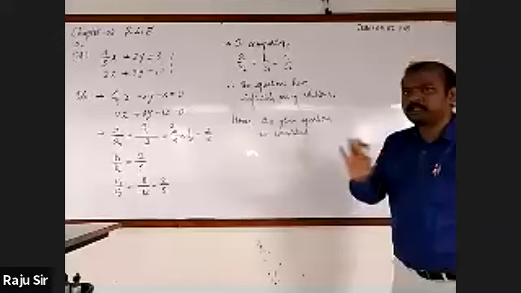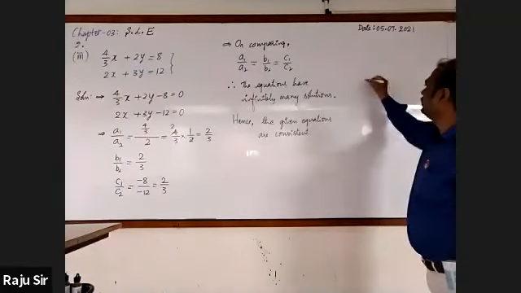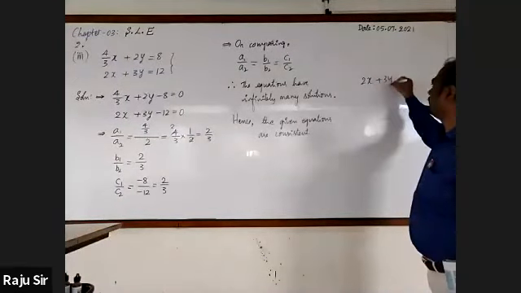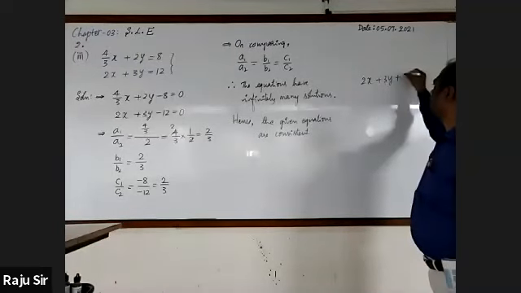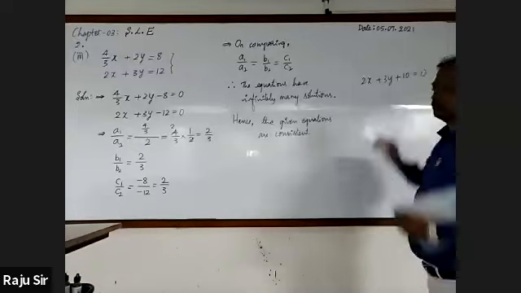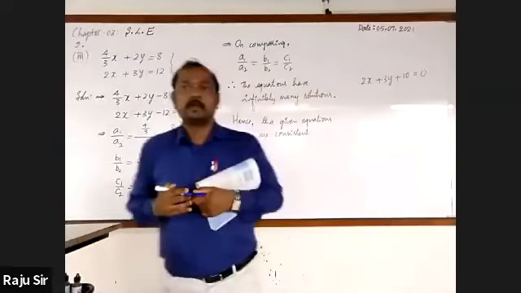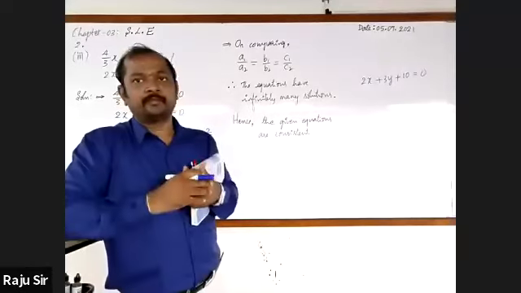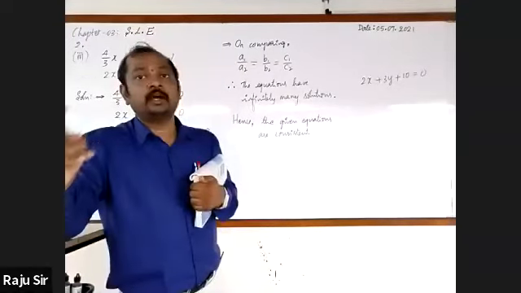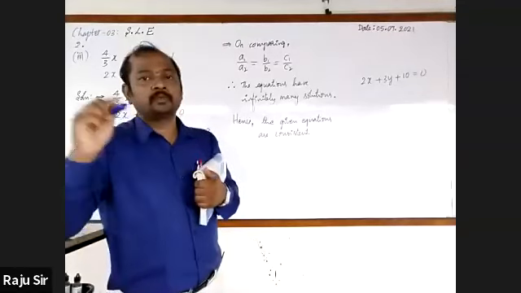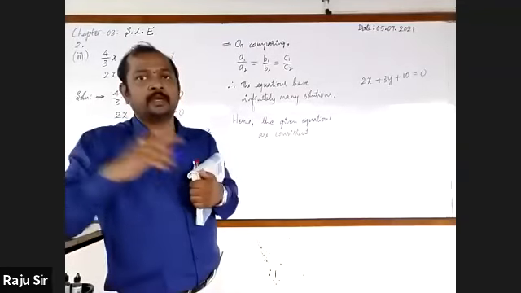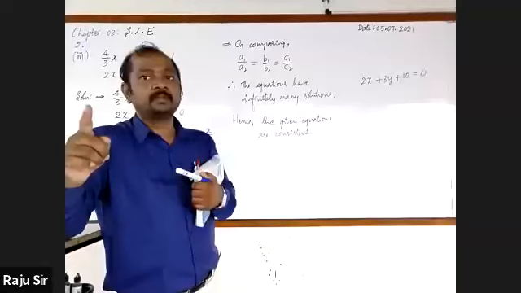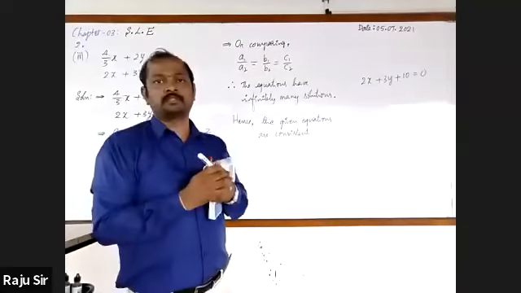Yes, sir. Observe. Don't write, just observe them. Here we have 2x plus 3y plus 10 equal to 0. Only one linear equation in two variables has been given. We have to write another linear equation in two variables which satisfies infinitely many solutions.